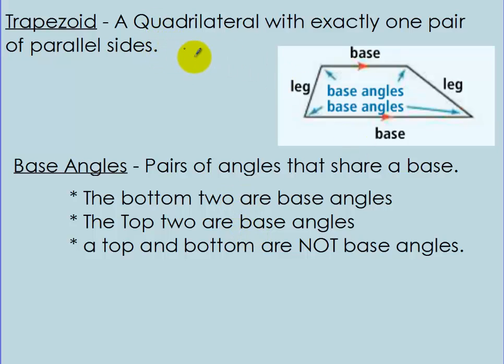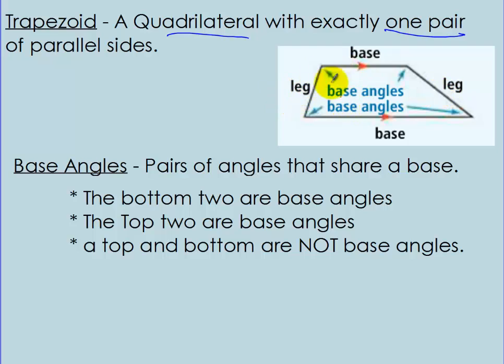Just a reminder, maybe you did this in 6th grade. It's a quadrilateral with exactly one pair of parallel sides. So only one pair, doesn't have two. So in this case, the top and bottom are parallel. Some properties of this, we have legs, which are the two sides that aren't parallel.